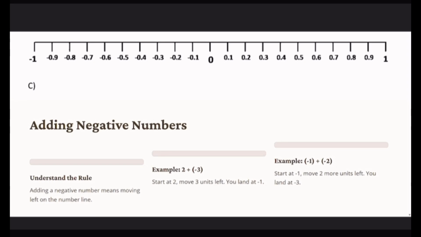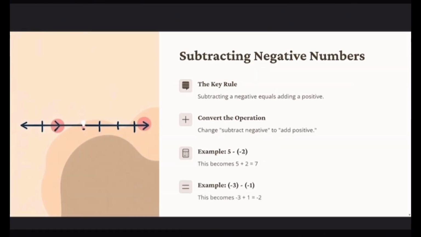When you add a negative number, it's like moving left on the number line. This is because negative numbers represent a decrease in value. Start at 2 on the number line. Since you're adding a negative number, you move 3 units to the left. After moving 3 spaces left, you land at -1. Start at -1 on the number line. To add -2, you move 2 units further left. After moving 2 spaces left, you land at -3. In both examples, notice how adding negative numbers causes us to move to the left.